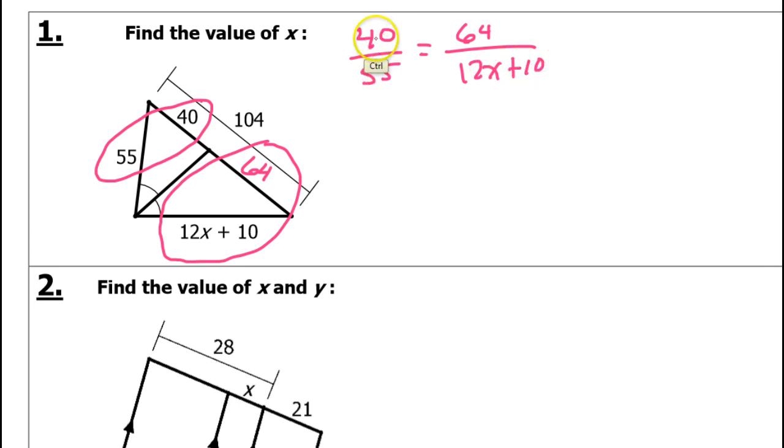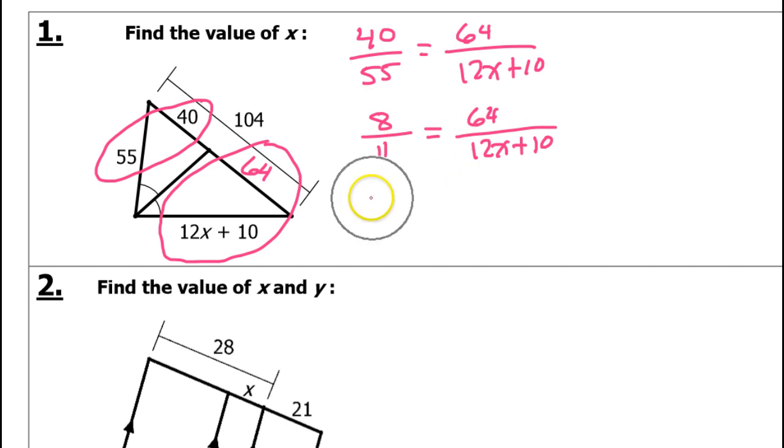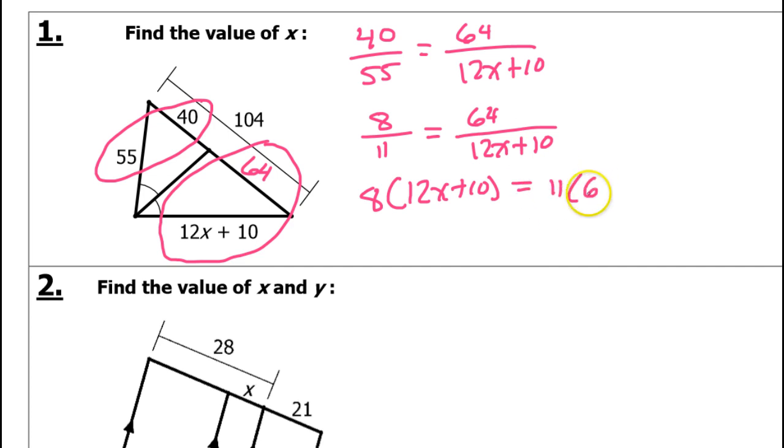Now I like to reduce these. What is 40 over 55 reduced down to? Like 8 over 11, I think. Nobody reduces except for me, so that's why nobody's answering. So 12x, and you don't have to reduce, internet people, but I recommend it. So then I'm cross multiplying. So I'm going to do 8 times 12x plus 10 is equal to 11 times 64.